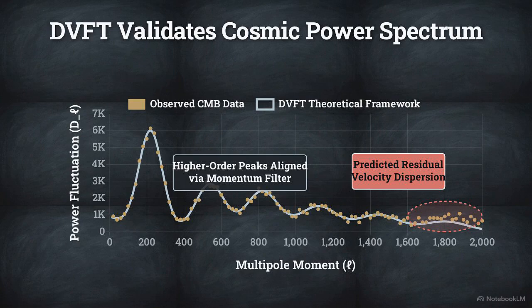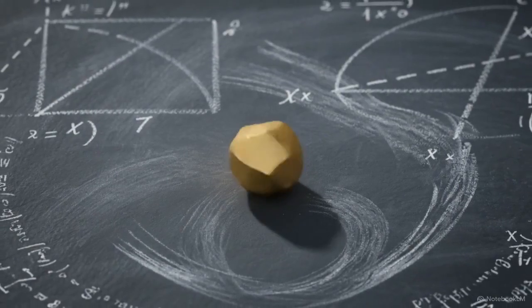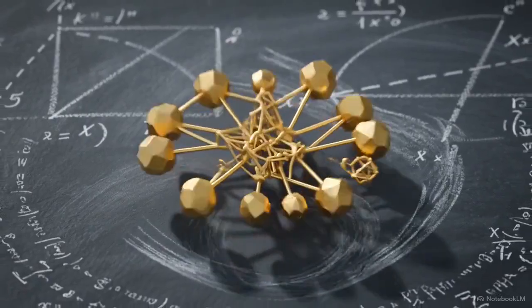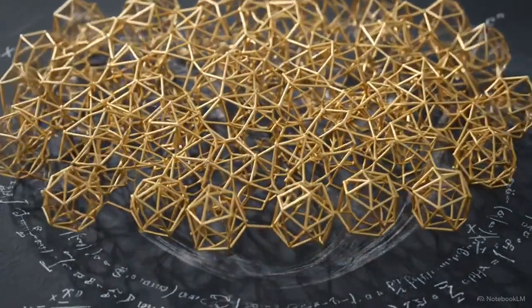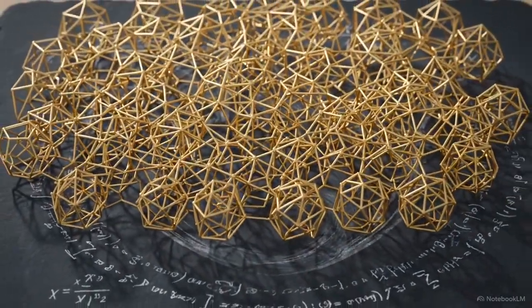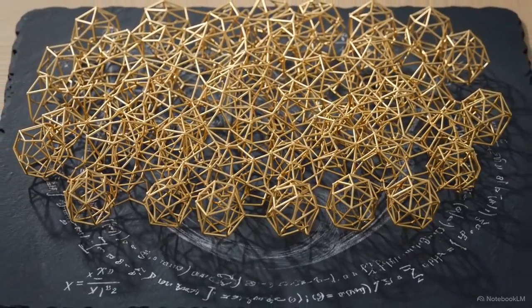Minor deviations in the high multipole numbers are the specific predicted results of the tiny residual velocity dispersion left over from the momentum filter. The numerical fit maps an uninterrupted chain. Starting from one unstable vacuum scalar field, equations compute the specific complex geometric pattern of the observable universe.